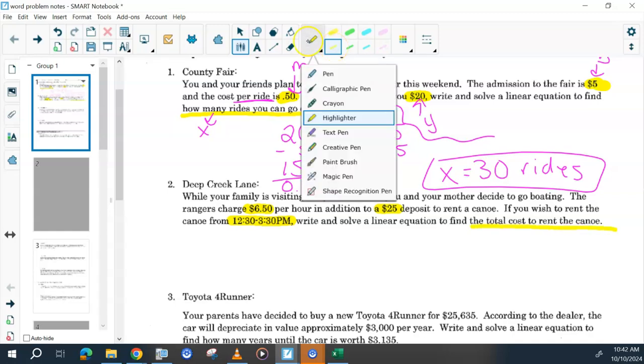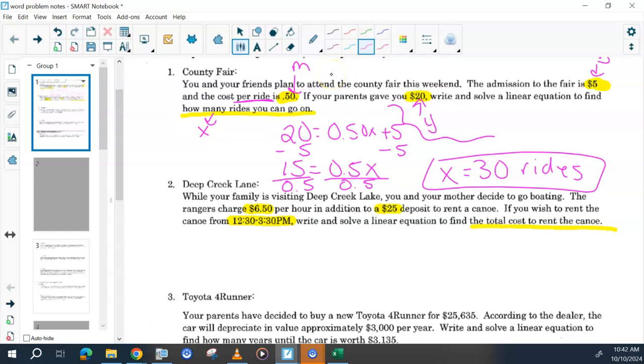Okay, so let's see if we can label a couple things. Of these 3 numbers, could we label any of those as y, m, x, or b? Which one is m? 6.50, because of that per hour. 25 is the y. Is that our total? Because here, we're looking for that total. So what we're looking for is y. We'll finish that when we come back.